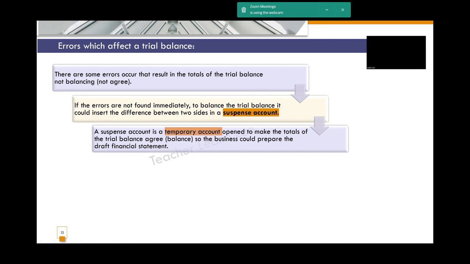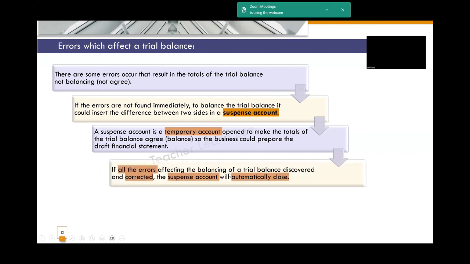If they still have a carry down for balance c/d, that means the error is not fully solved yet, not fully adjusted yet. So that haven't been found yet. So a suspense account is a temporary account opened to make the totals of the trial balance agree, so the business could prepare their financial statement. And if all the errors affecting the balancing of the trial balance are discovered and corrected, then the suspense account automatically closes. So it means that both sides will be balanced without balance c/d.